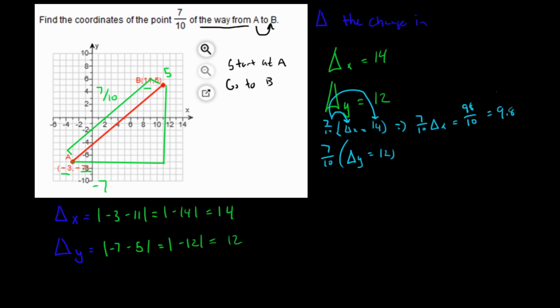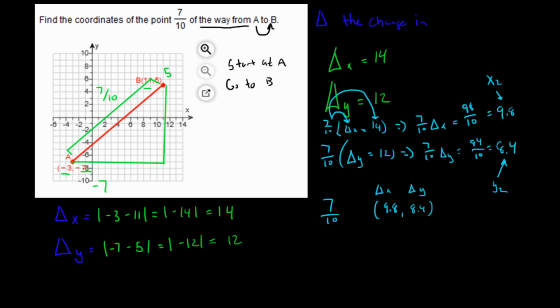So that is my new x. This is the 7/10 x value. And I'm going to do the same here. 7 times 12, a little easier, is equal to 84 over 10, which gives me 8.4. And that is my y2. So our total change 7/10 of the way is now the x changed by 9.8 and the y changed by 8.4.